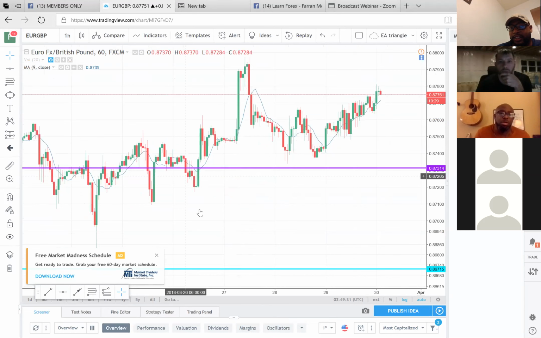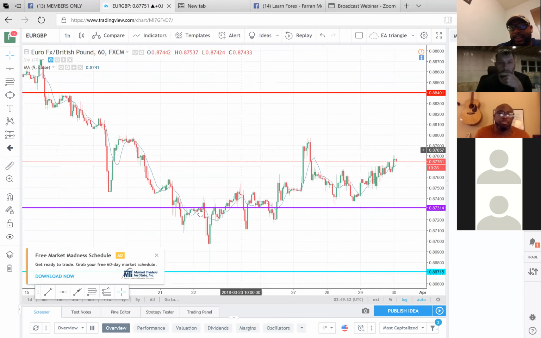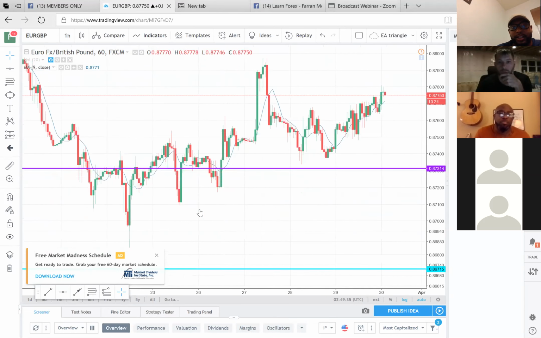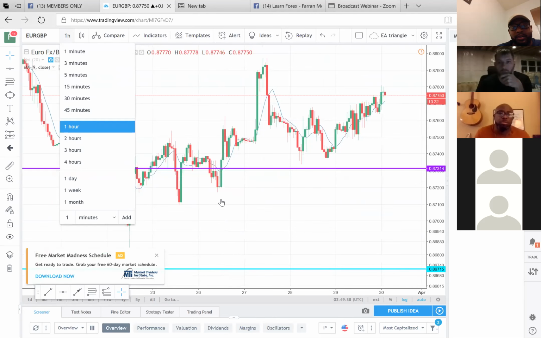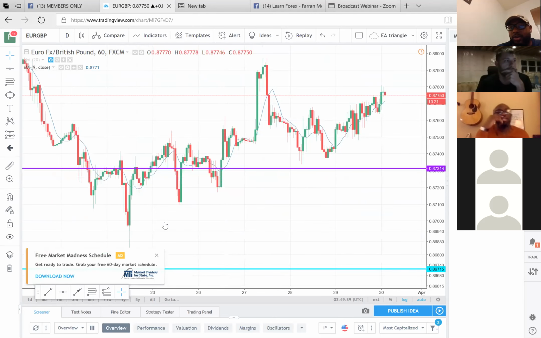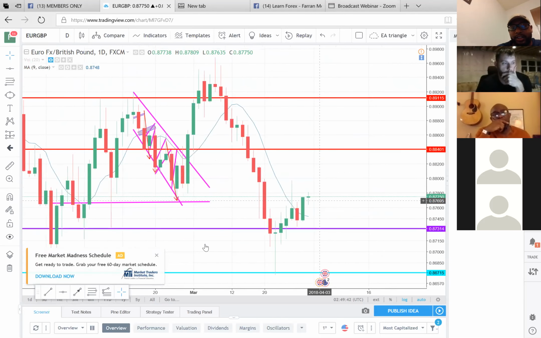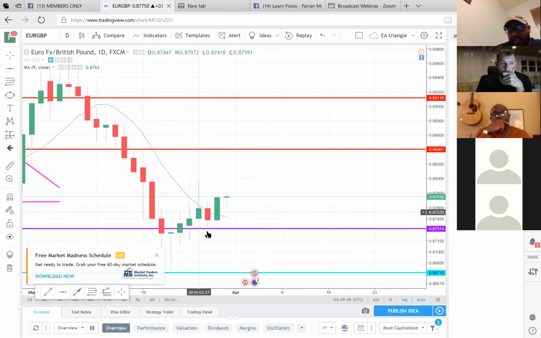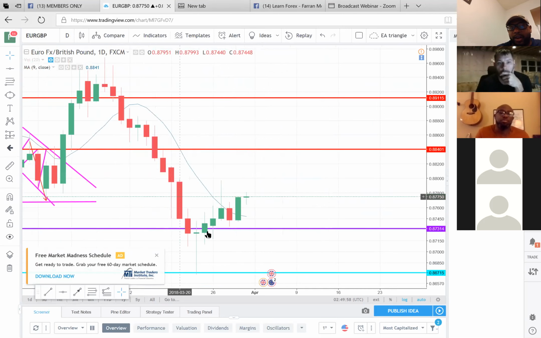Look at this thing. Bro, look at how it just ranges. It's not moving. I'm going to the day chart. Look where it closed on this day. Look where it closed on this day. We're not getting tons of movement. Here we got 1, 2, 3, 4, 5 days, and we literally moved about 100 pips.